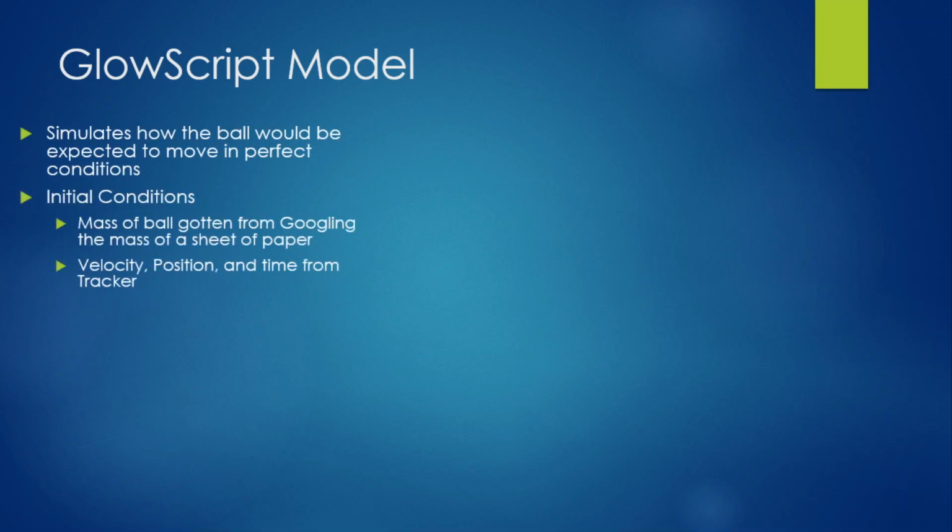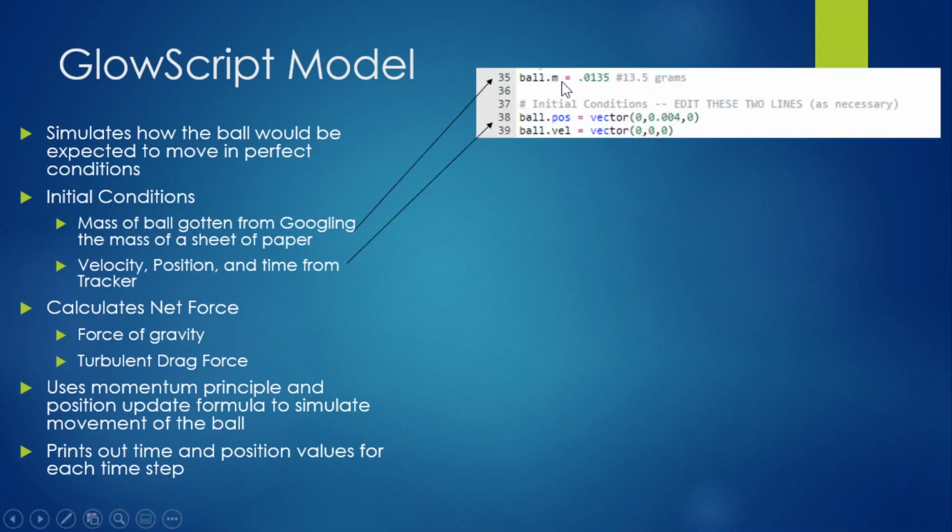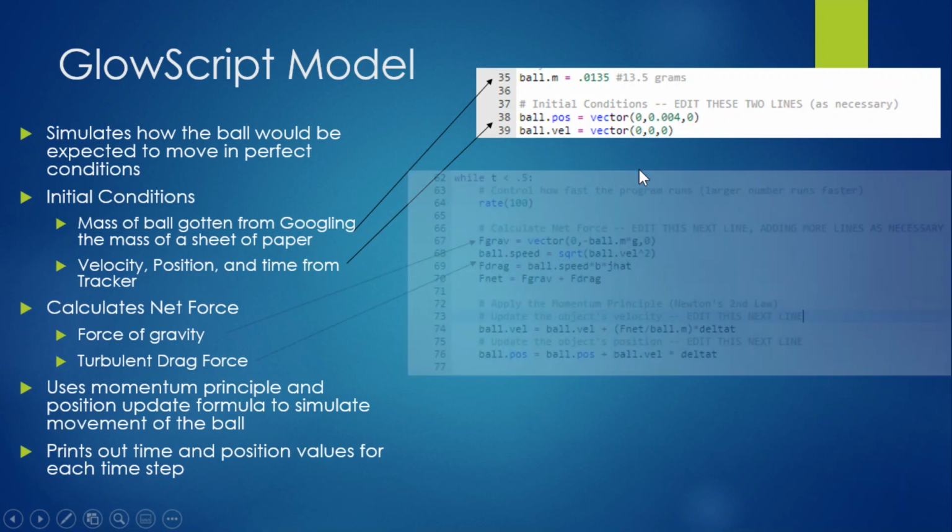And the initial conditions: the mass I got from Googling the mass of a sheet of paper, and the velocity, position, and time are all from Tracker. I calculate the net force, the force of gravity, and the turbulent force, and use the momentum principle and the position update formula to simulate movement of the ball. It prints out time and position values for each time step. So as you can see here, the ball mass is 0.135 kilograms. The position and the velocity are both from Tracker, which are almost 0.